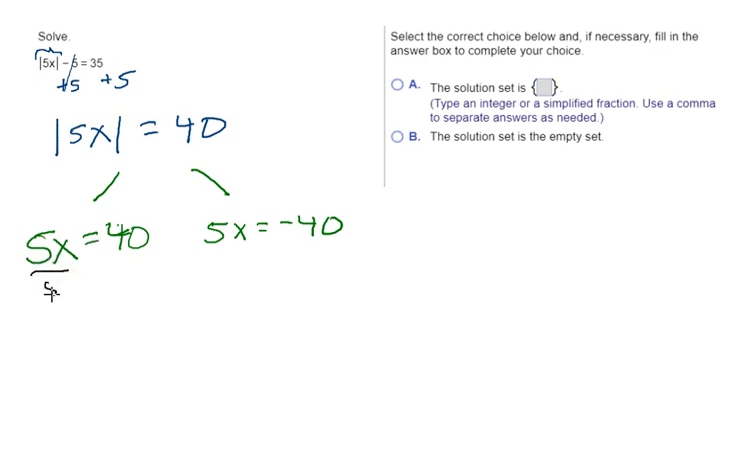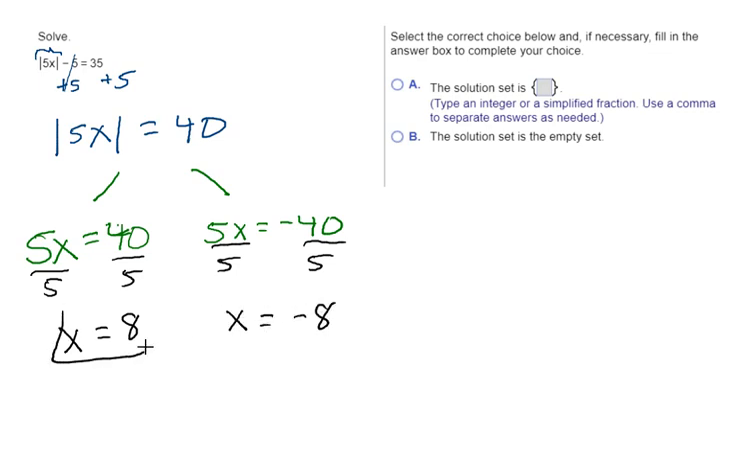Then we'll solve each equation for x. So we'll divide by 5 on both sides. We'll do the same thing in both cases. So we'll get x is equal to 8 from the first equation, and x is equal to negative 8 for the second equation.